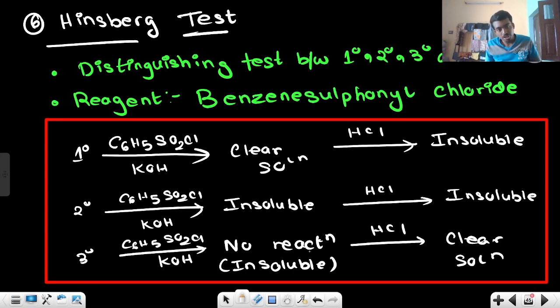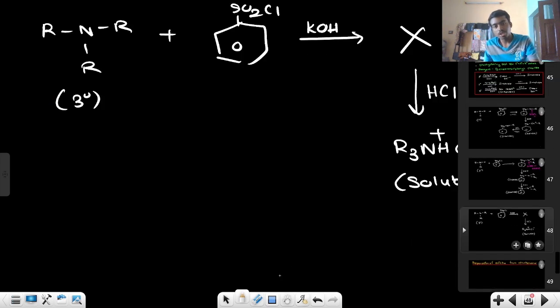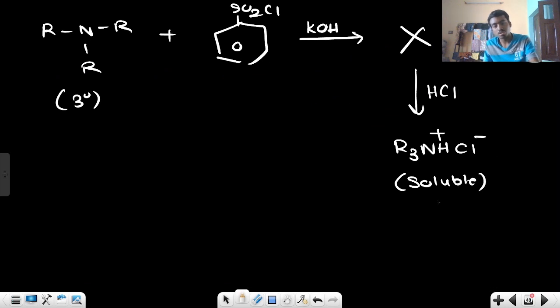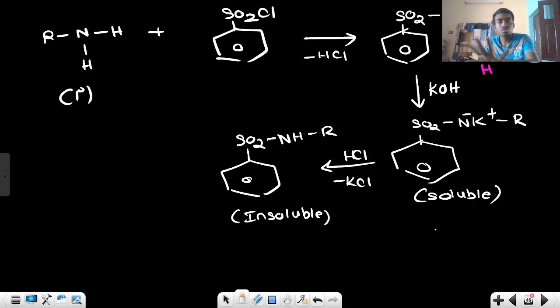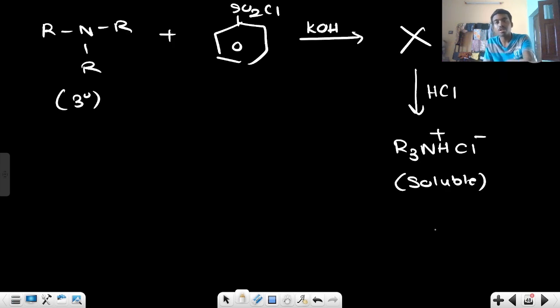That 3 degree, no reaction, that is insoluble. Secondly, clear solution. Why? Due to the formation of trialkyl ammonium salt. Okay, this one is a trialkyl salt. That is why we have found this. Clear? This is the Hinsberg reaction, which you should know. Acidic hydrogen present, that is why here the potassium ion is getting replaced. In 2 degree there is no acidic hydrogen present, so even in alkali it is insoluble. And 3 degree has no reaction with the alkali because initially no hydrogen is there. Then how will the reaction proceed? Is it clear? Is it clear?